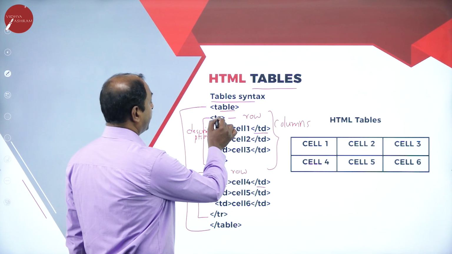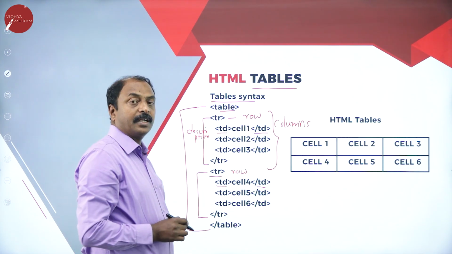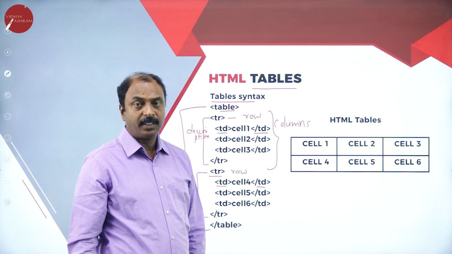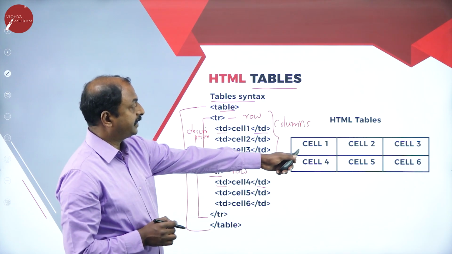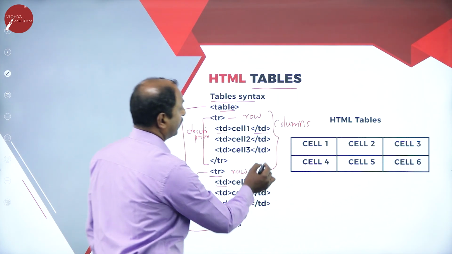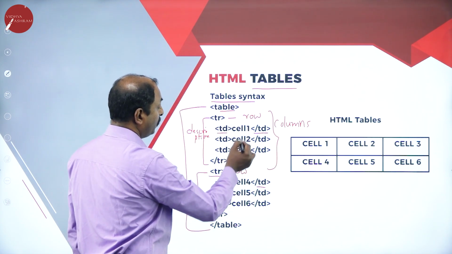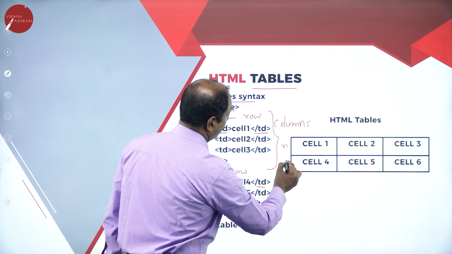TR stands for rows. Inside this, what we write with TD are nothing but column elements or data elements in a column. So in this example, look at this. We have cell 1, cell 2, cell 3. There are 2 rows. Say this is one row and the second row. This is row 1 and this is row 2.